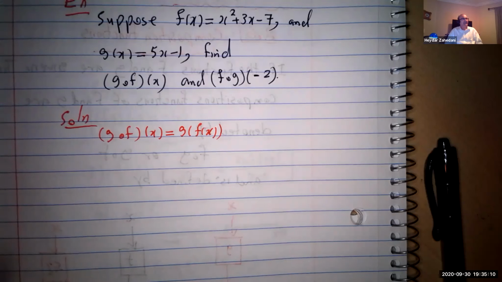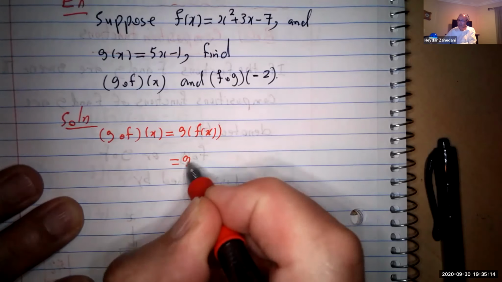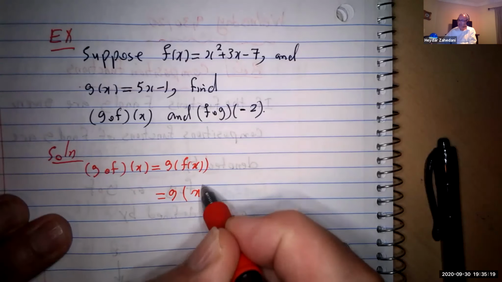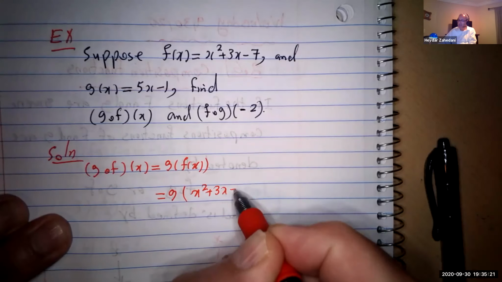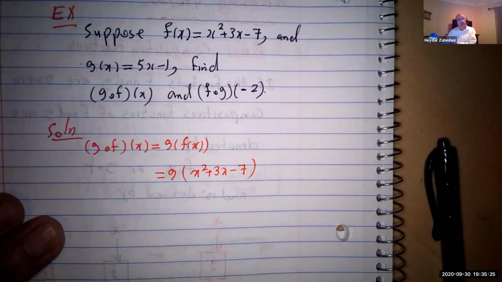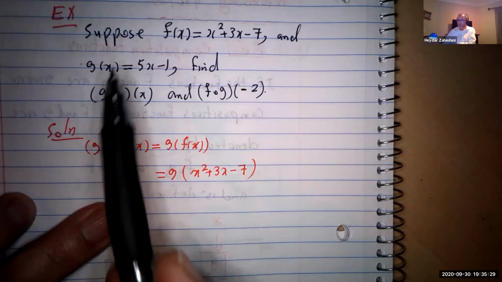We have to apply the f function first. Bring the f. What is the f function? It is x squared plus 3x minus 7. That's the first action. Now we have to bring the g function. Look at the g function.